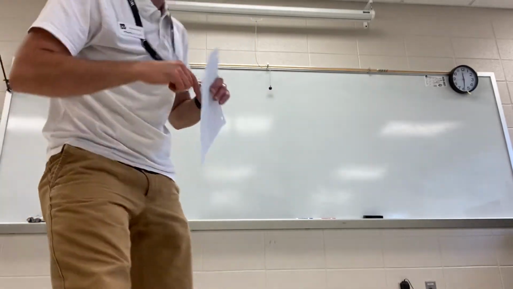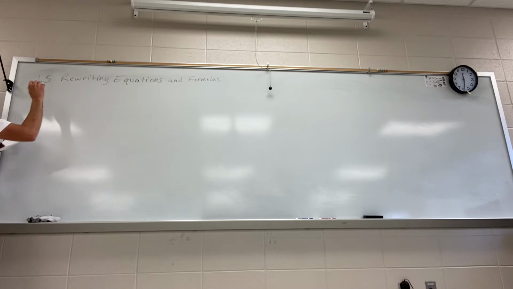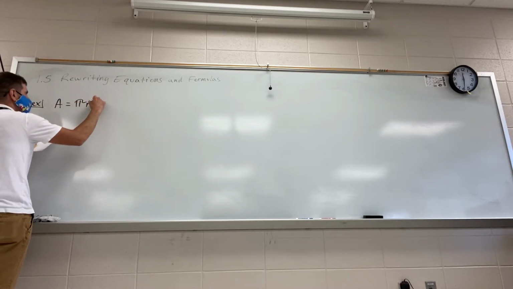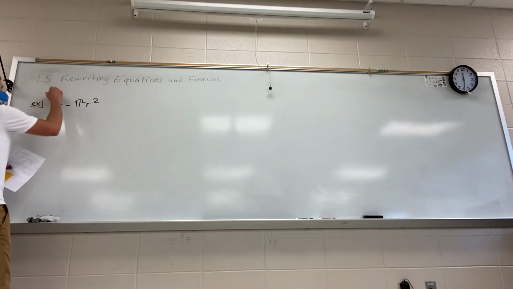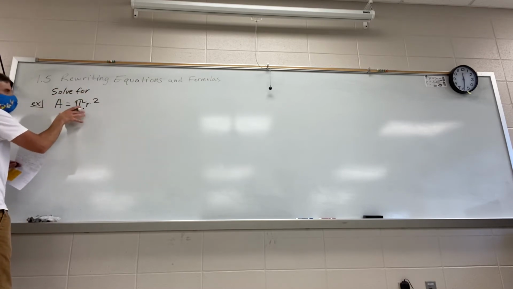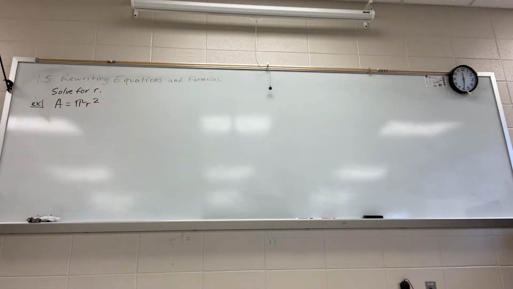Catch up. We had, for our last example, area equals pi r squared. And what were we asked to solve for? R. Solve for R. And did we already talk about what this formula is for? No. Oh, it's for a radius, isn't it? Close. It's the area of a circle. Oh, okay.